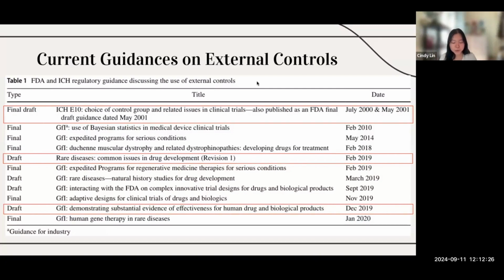This concept of flexibility is further highlighted in the recently published FDA guidance titled Demonstrating Substantial Evidence of Effectiveness for Human Drug and Biological Products. This specific guidance states that the FDA may rely on study designs that produce less certainty, such as those with external controls in some circumstances, such as life-threatening and severely debilitating diseases with an unmet medical need, for certain rare diseases, or even for common diseases where the availability of existing therapies makes the design choices either infeasible or unethical.